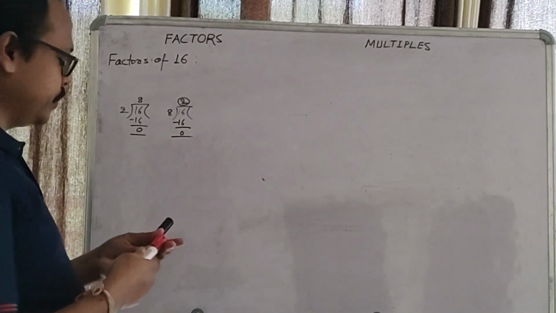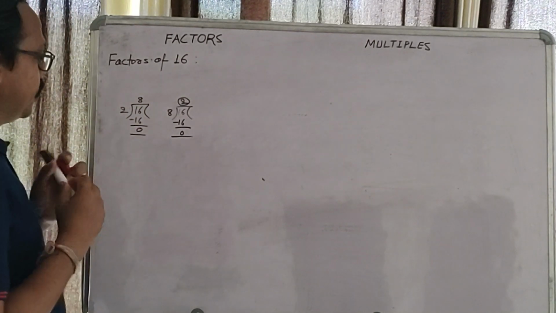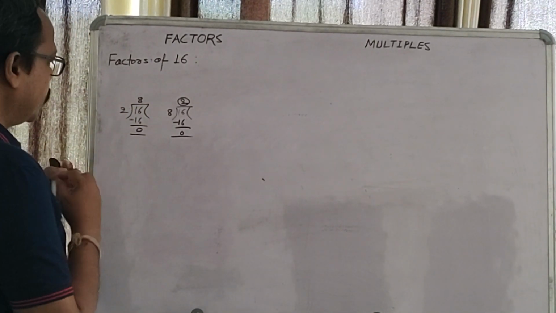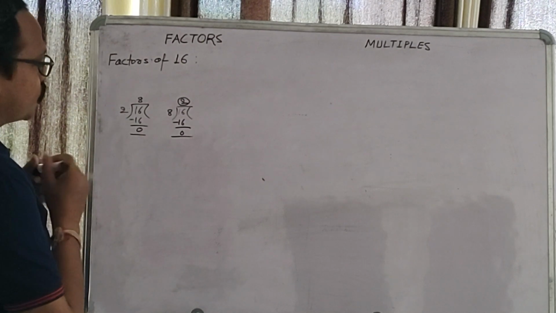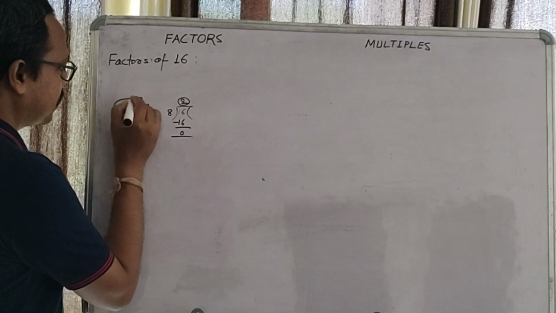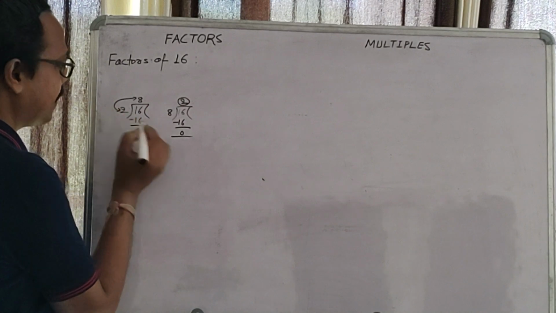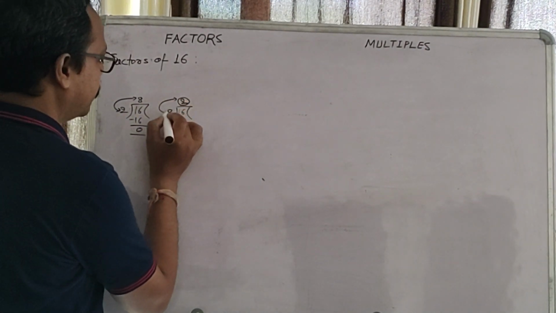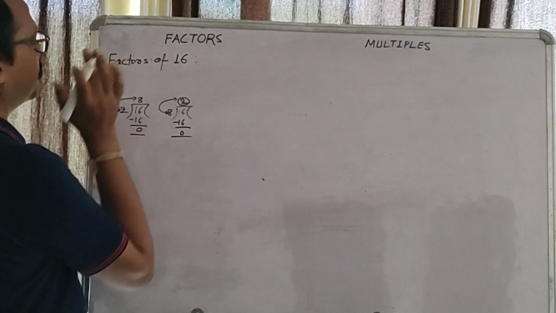So here a very interesting relationship you can see. If you are dividing by 2, what is the quotient you are getting? 8, right? You are dividing it by 2 and you are getting the quotient as 8. So what will happen if you divide it by 8? You will get the quotient 2, right? So now come back to this.